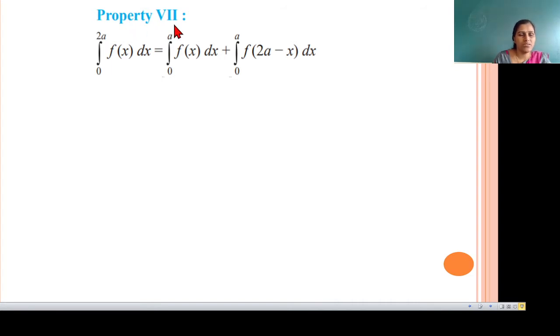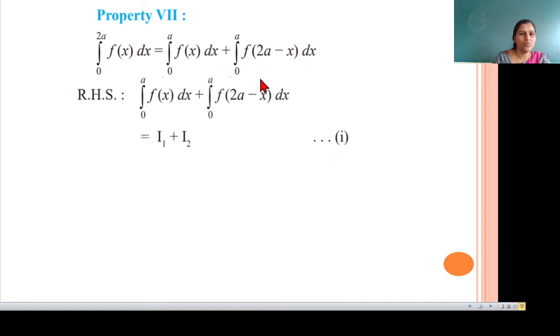This property 7 says that integral 0 to 2a f of x dx is equal to integral 0 to a f of x dx plus integral 0 to a f of 2a minus x dx. So by using this property, you can split this integral into two integrals. First is f of x dx and second is f of 2a minus x dx. Here you have to keep the x as it is, and here you have to replace this x with the term 2a minus x. So let us prove this property.